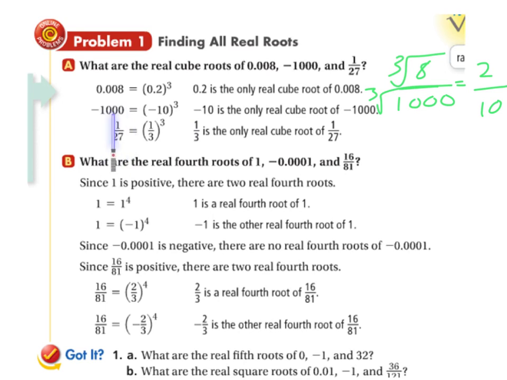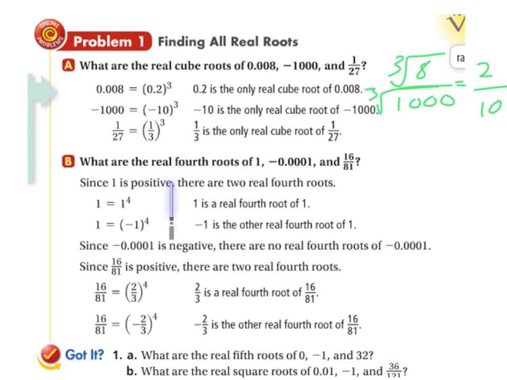And then looking at the fraction like 1/27th, I would compare it to the 8 over 1,000. We can take the cube root of the 1 and get 1, and the cube root of the 27 and get 3, because 3 times 3 times 3 is 27. And of course 1 times 1 times 1 is 1. So to me it's easier to think of it as a numerator and a denominator rather than the whole thing. So 1/3 is the cube root of 1/27th, because if you multiply 1/3 by itself 3 times, you get 1/27.